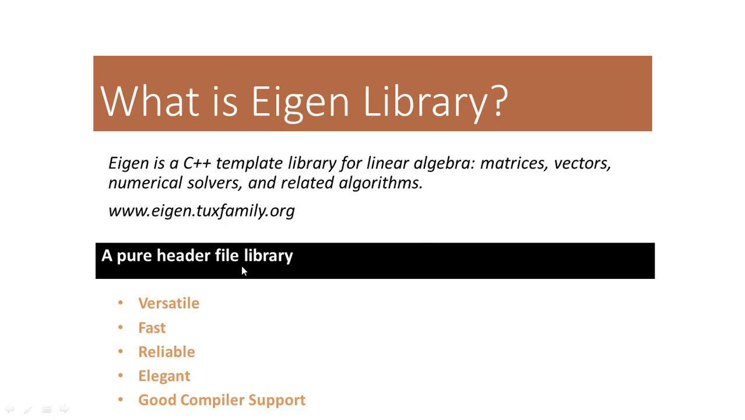Eigen is actually a pure header library file. You don't really need to install anything else for it to work. All you need to do is to include it in your project. Eigen is a pure header file library. An overview of the Eigen library on their official website shows that it is versatile, fast, reliable, elegant, and it has good compiler support.